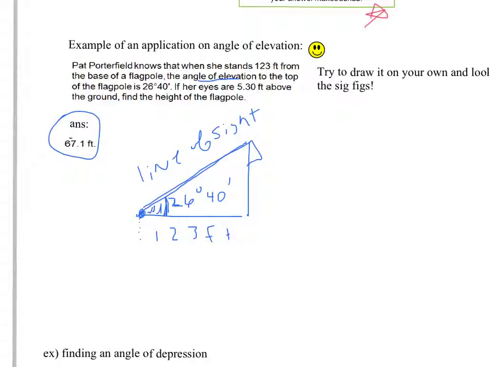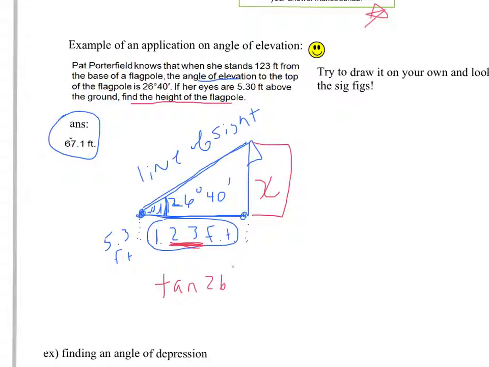Well, that business about her eyes being 5.3 feet above the ground, we can actually kind of throw that in at the end, and you'll see what I mean by that. All right? So just know that the distance from here to here is your 123 feet. Now let's think about angle relationships. You're interested, by the way, and always label what you're interested in. You're interested in the height of the flagpole. Let's call that X. So you're interested from here to here, height of the flagpole. Well, you have the opposite over the adjacent side to the angle. Opposite over adjacent, that's tangent, right? So tangent of 26 degrees and 40 minutes is equal to opposite over adjacent.